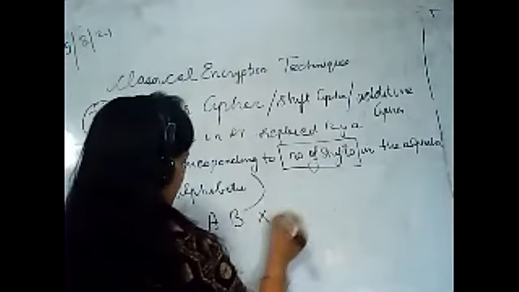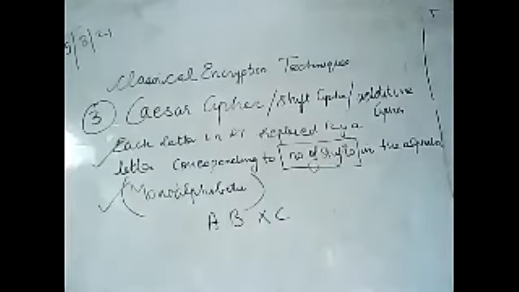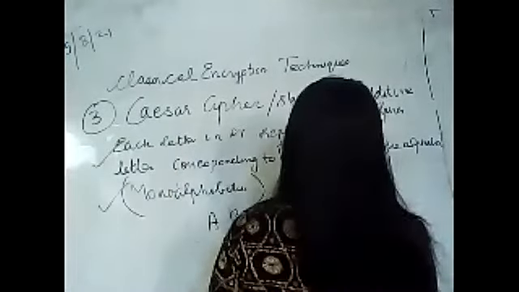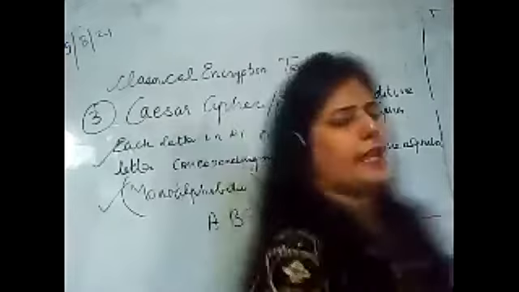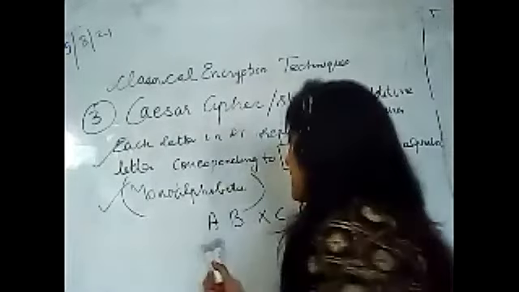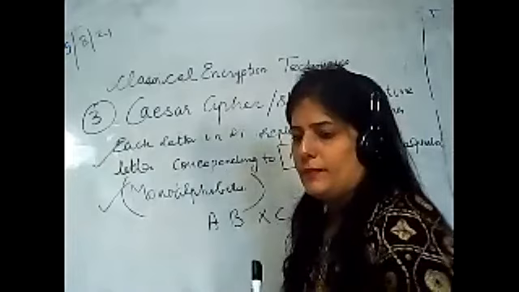Now let's suppose I have the word A, B, X, C. What key am I using here? The key is equal to 3. That means the number of shifts that we are representing is 3. So what will we be doing over here?